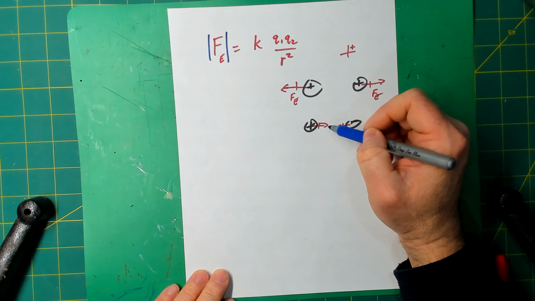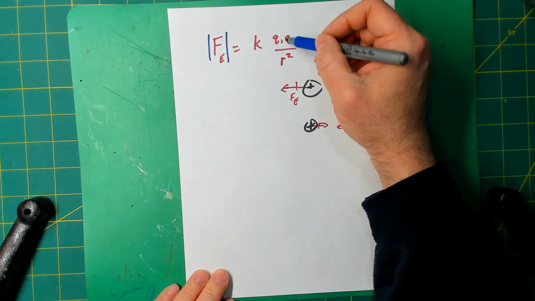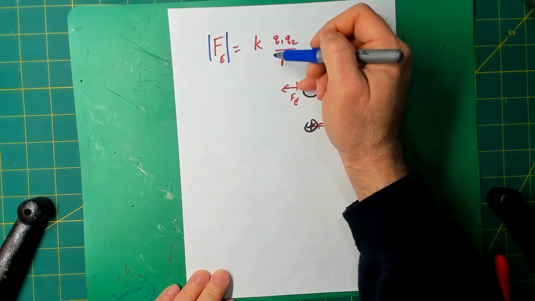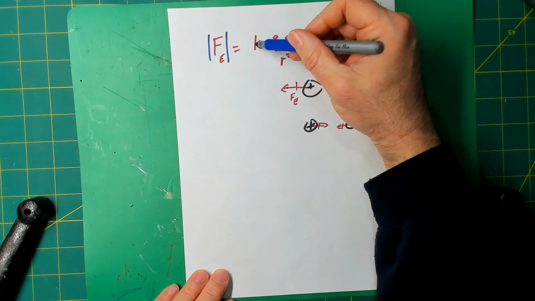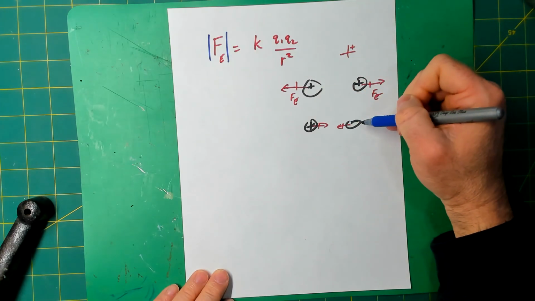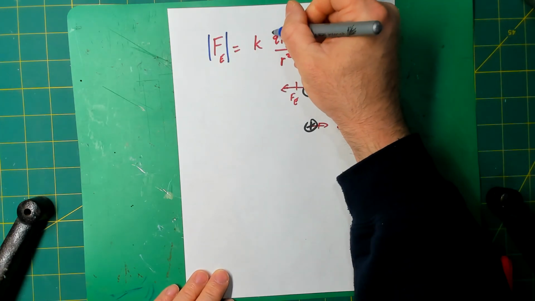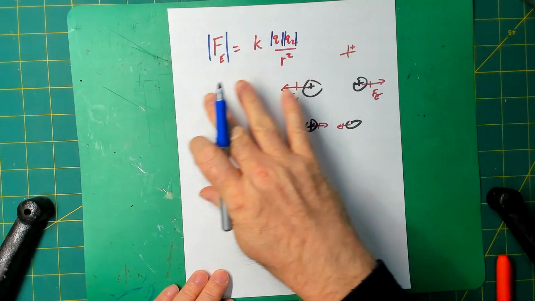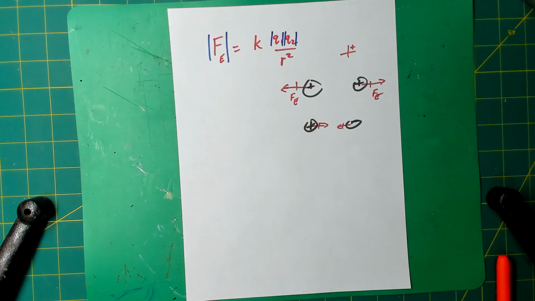I'd like to just make it always give me a positive, and then I'll just remember this is telling me the magnitude. So k is always positive. A distance squared is always going to be positive. But I might have negative charges, right? So I'm always going to take the absolute values of the charges too. I'm going to make sure everything's positive.